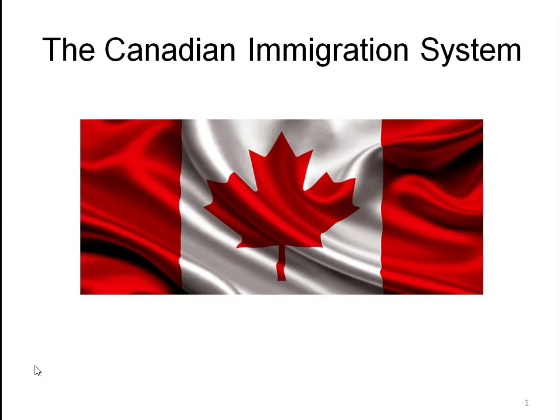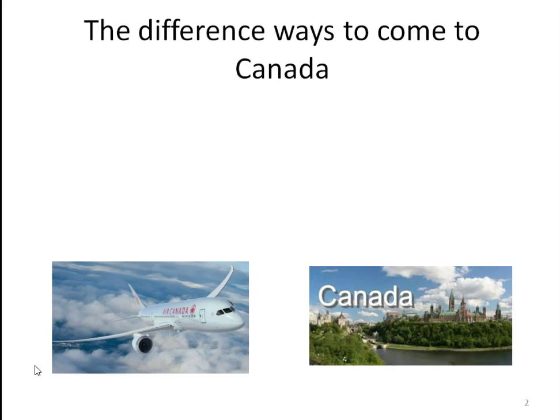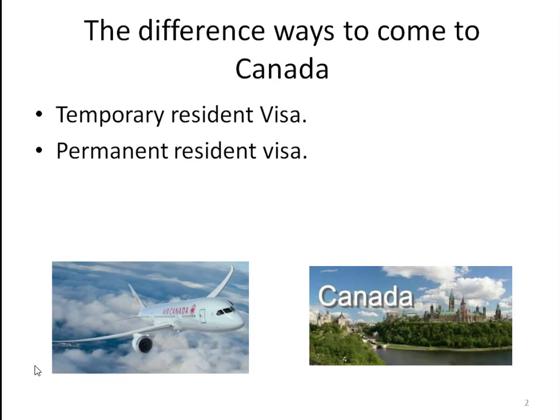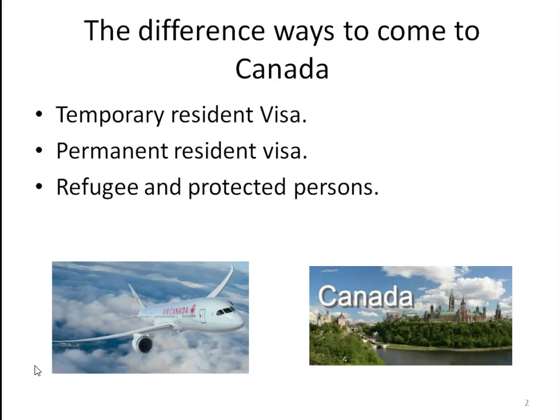Our first lecture, the Canadian immigration system. Here we will understand what the components of this immigration system are and how you can understand it in order to immigrate to Canada. There are different ways to come to Canada. There's a temporary resident visa, the permanent resident visa, and the refugee and protected persons.